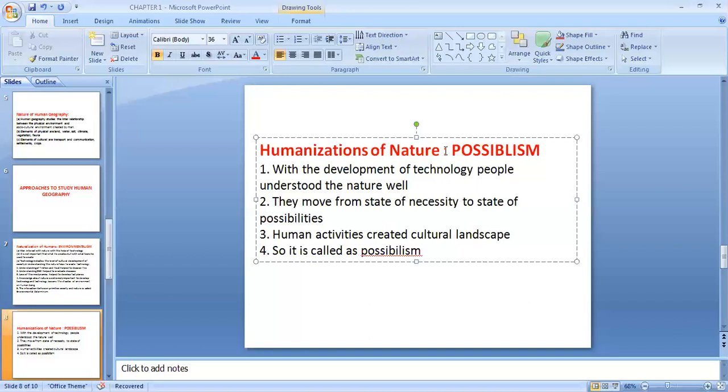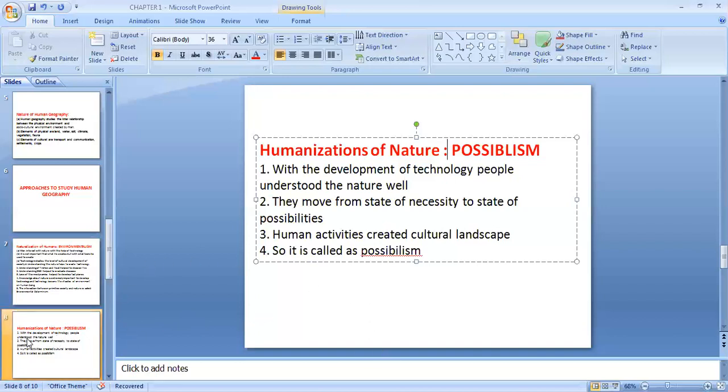And this Vidal de la Blache was followed by many geographers like Jean Brunhes and Carl Sauer. They are the main geographers who followed Vidal de la Blache, believing that possibilities are there, or believing in possibilism. So this is about possibilism. I think you have understood this one, possibilism.